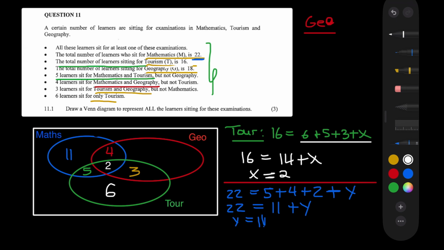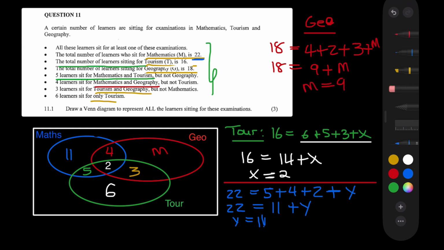Likewise, when I move on to geography, I know that the total number of learners who sit for geography is equal to 18. So the addition of all my numbers in the red circle must be equal to 18. So I have 18 is equal to 4 plus 2 plus 3, and then, of course, plus our unknown, which we're just going to label as m. You see, so our m is over here. So when we solve everything, we're going to have 18 is equal to 4 plus 2 is 6, plus 3 which is 9, plus m. So when I subtract 9 on both sides, I'm going to get m is equal to 9. And that's where I fill in my missing information.